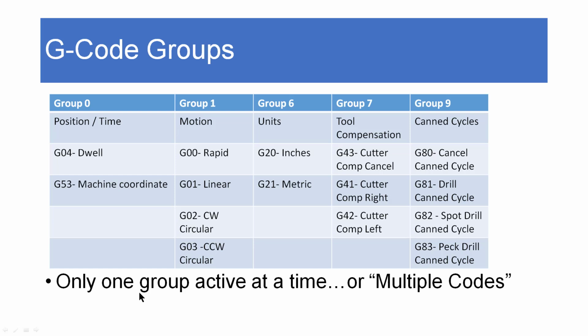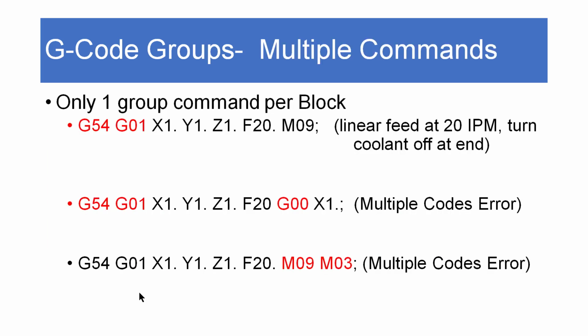So only one group at a time. Otherwise, you're going to get an error. I believe it's a 339, and that's a multiple command error. The red light will come on. You go, oh, I think I broke something. You didn't. You just told it to do two things at once it couldn't do.